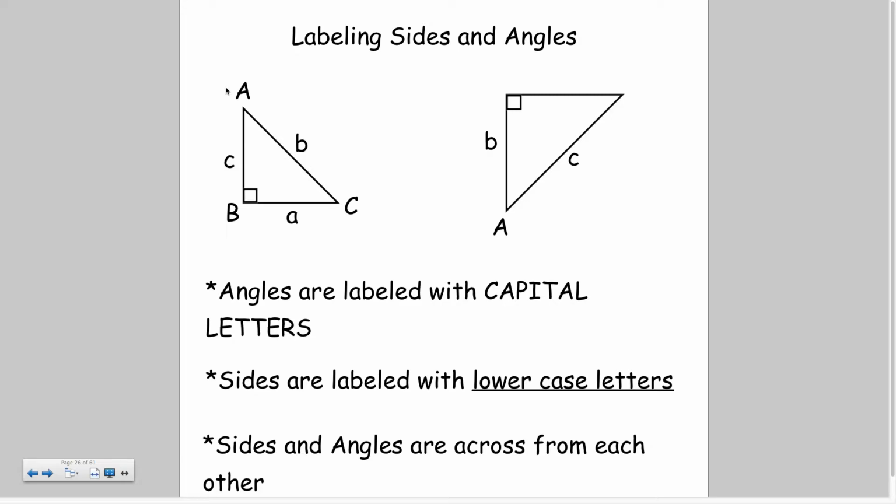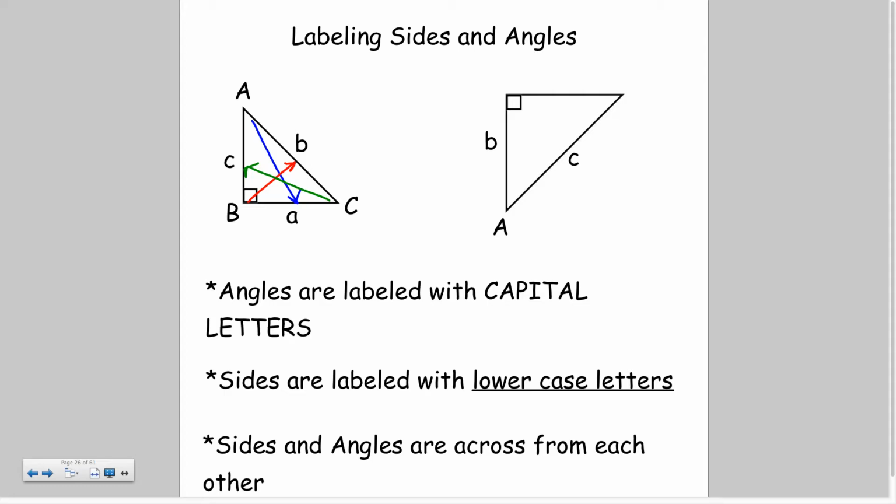Angles are always labeled with capital letters. Sides are located with lowercase letters. And sides and angles are directly across from each other. So, you've got angle A right across from side A. You've got angle B right across from side B. And angle C right across from side C.